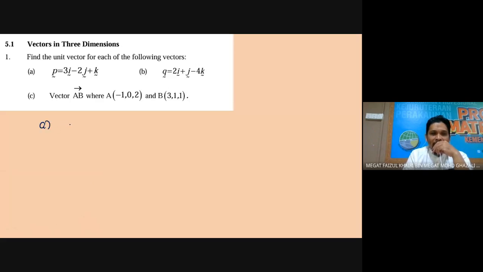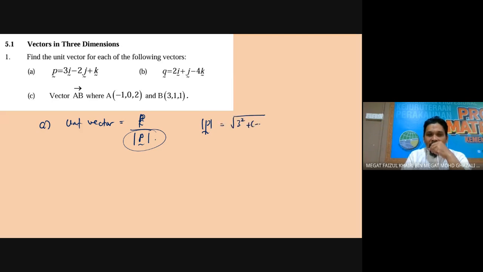In this case, a unit vector is the vector of P divided by the modulus of vector P. To find this, we find the modulus of vector P, which equals the square root of 3 squared plus negative 2 squared plus 1 squared, from the 3, negative 2, and 1 here. 3 squared is 9, 2 squared is 4, 1 squared is 1. So the square root of 9 plus 4 is 13, plus 1 is 14.